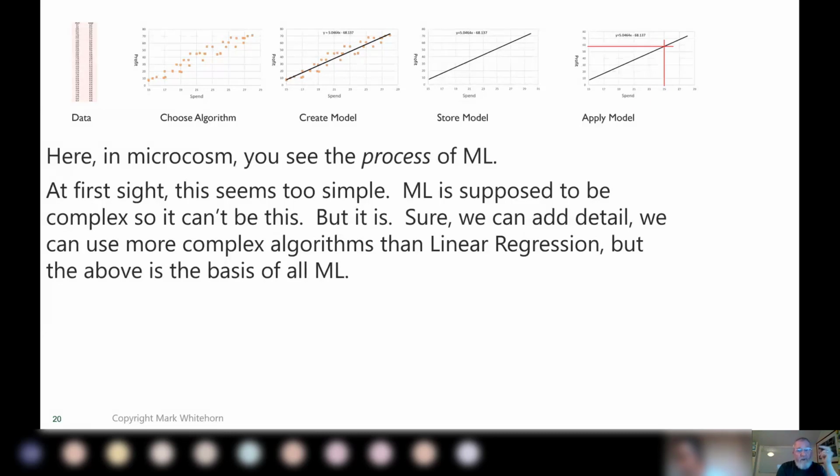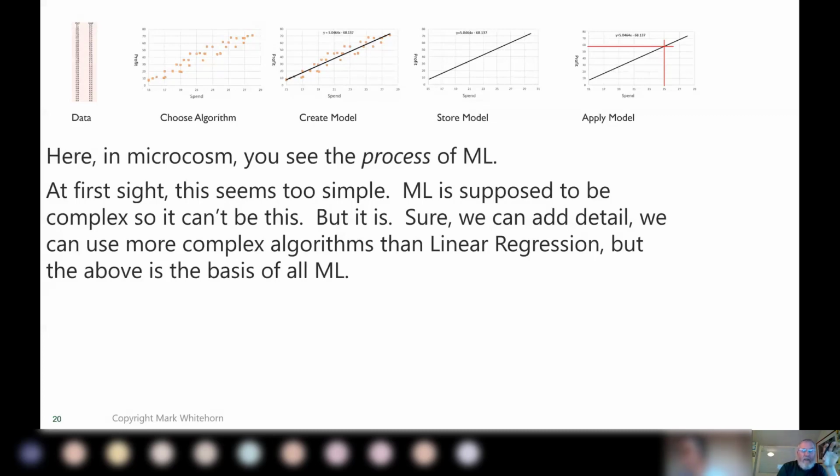Now, you can make it more complicated. We could use much more complex algorithms than linear regression. And clearly I chose linear regression because it's a nice, easy one to visualize. Why would I choose a hard one to illustrate it? But actually, that's just detail. The actual process of machine learning is what you see.